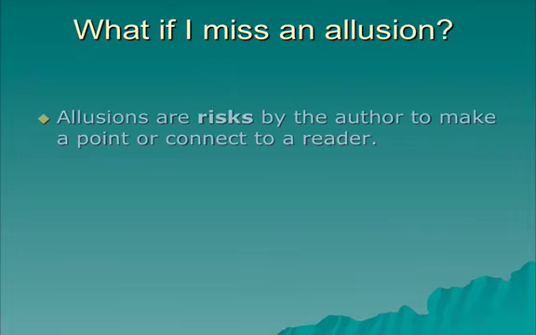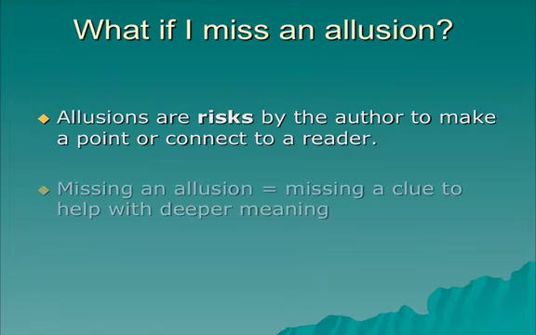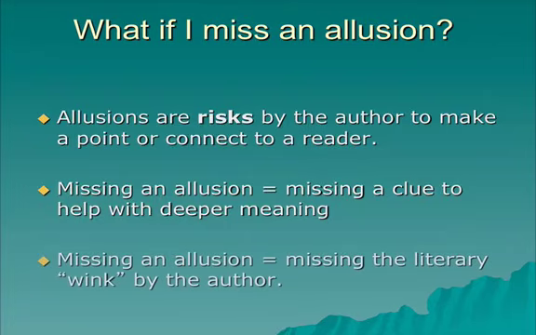So what happens if you miss an allusion? It's a good question. Allusions are risks by the author to make a point or to connect to a reader. So if you miss an allusion, you're missing a clue that's going to help you with deeper meaning. So basically, missing an allusion means you are missing the literary wink by the author. You're missing their attempt to help you connect with them and with their content.